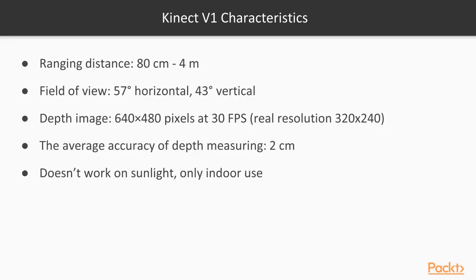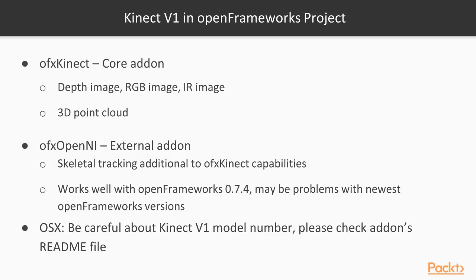Kinect V1 is based on active infrared lighting using laser, so it works even in darkness. It actually works well only indoors and in artificial light, but poorly in sunlight and outdoors.